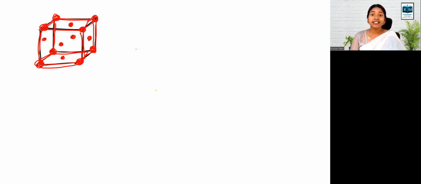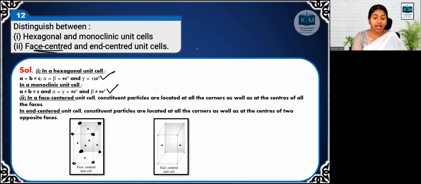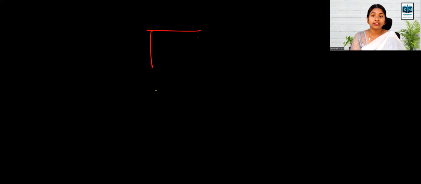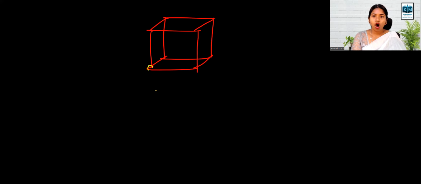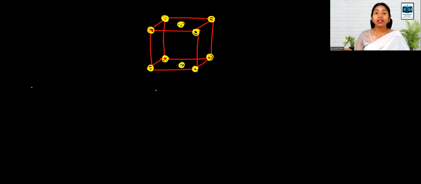In the case of end-centered unit cell, atoms are present only at the corners and any two opposite face centers. I'll show you here: corner, corner, corner, corners. All 8 corners will have atoms, and any two opposite face centers, one here, one here, any 2. Then it will be an end-centered unit cell.